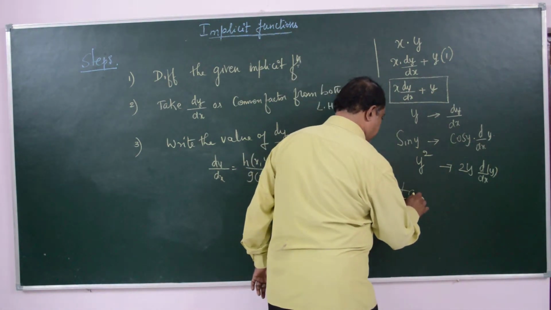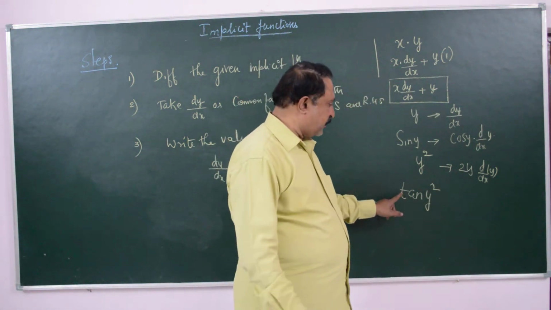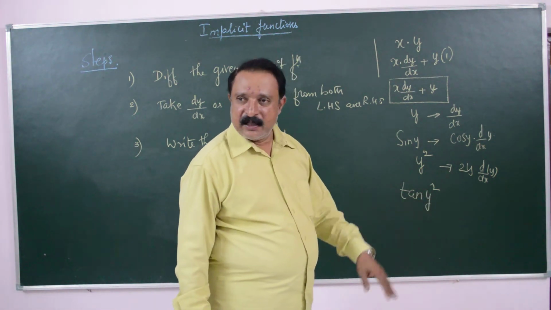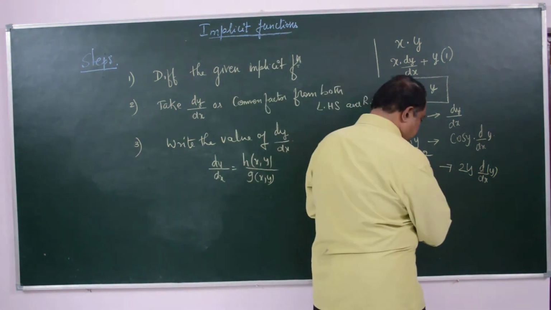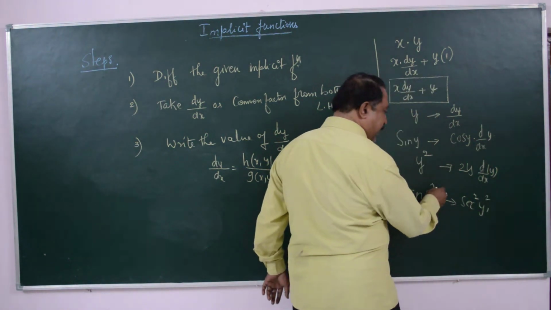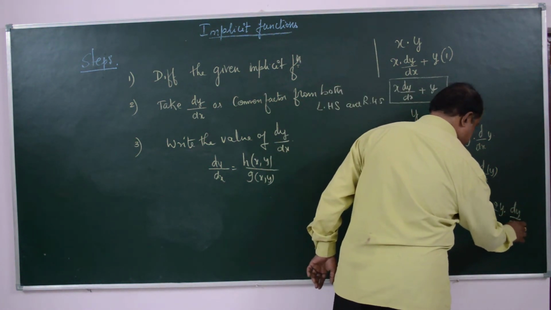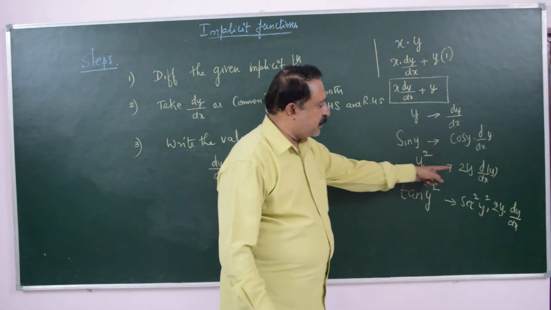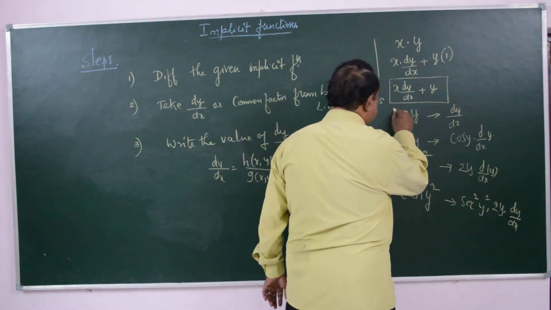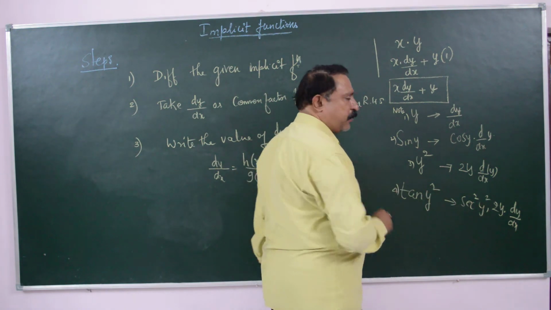Or if you want to differentiate tan y square, what is differentiation of tan x? Secant square x. So differentiation of tan y square should be secant square y square into d by dx of y square, that is 2y into dy by dx, because y square will differentiate to give 2y into dy by dx. Okay? So I want you to just note all these 1, 2, 3, 4 before we take a problem.